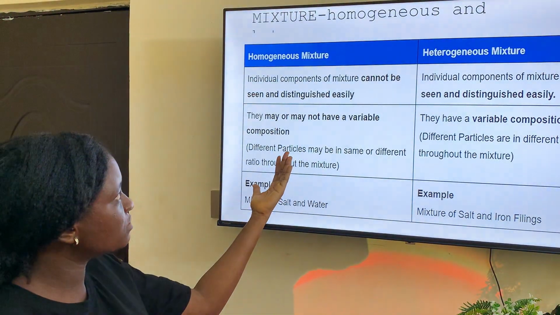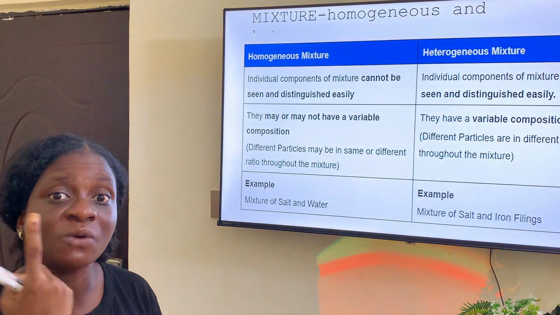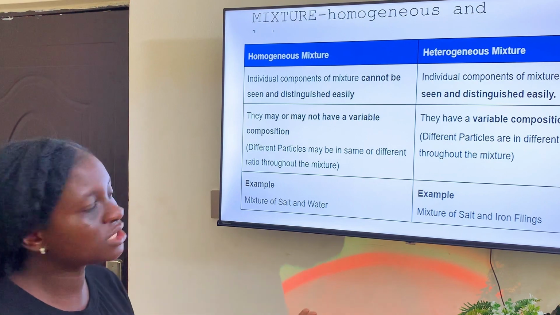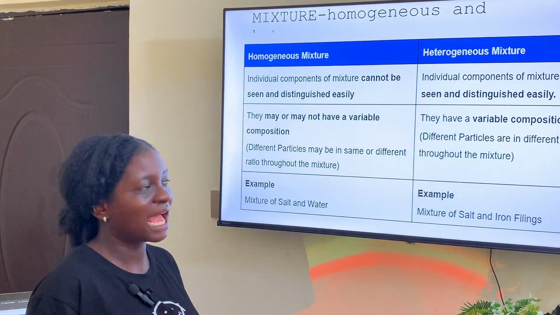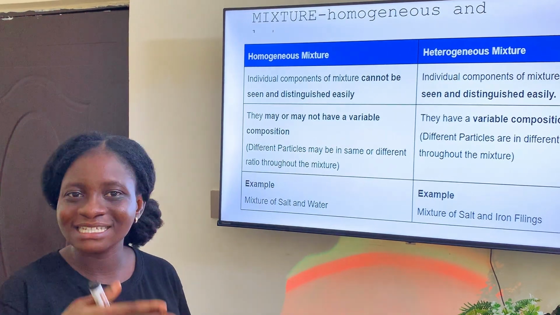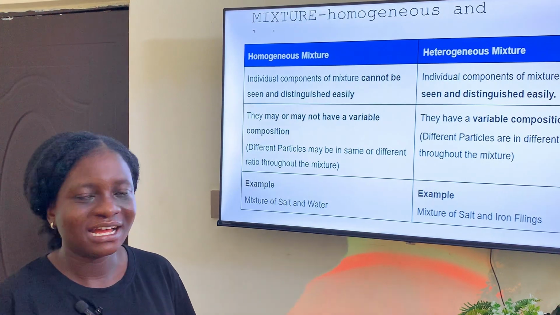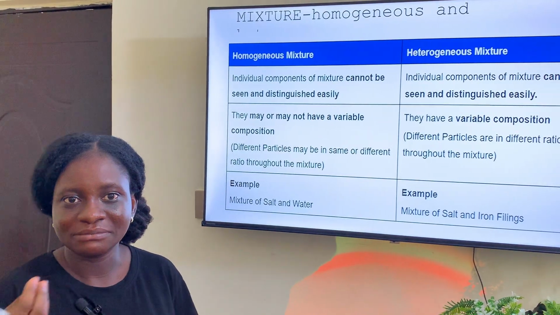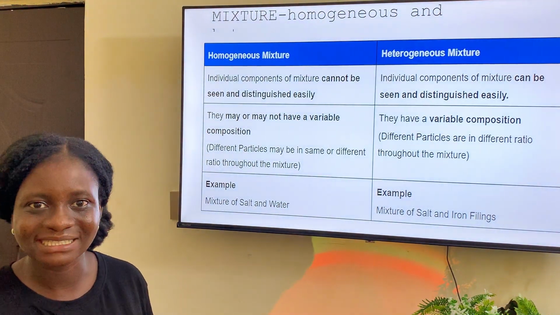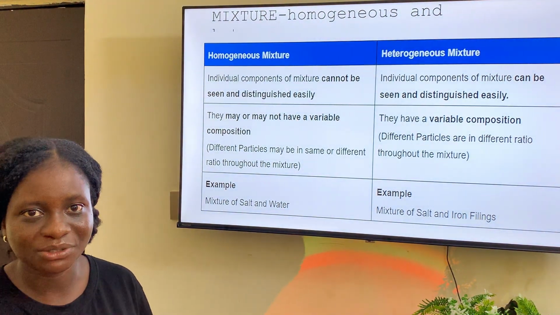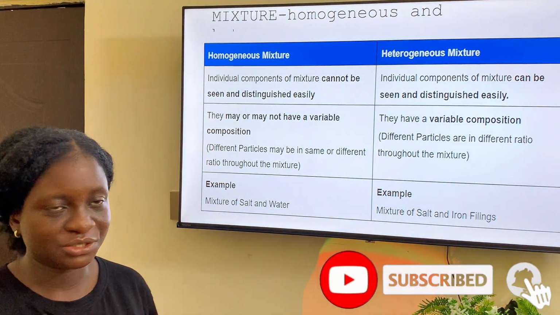So homogeneous mixture, it cannot be seen, it dissolves and it gives one phase. But heterogeneous mixture, individual components of the mixture can be seen and distinguished. You can easily see the sand inside the water. Or think of having water plus maybe some iron fillings. You can easily see these iron fillings because they don't dissolve. So that's an example of heterogeneous mixture.